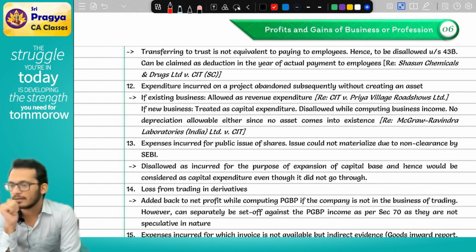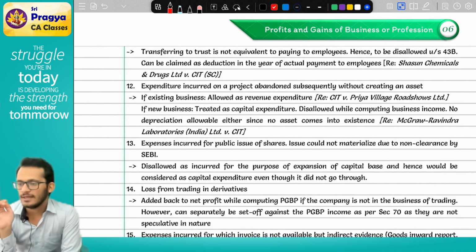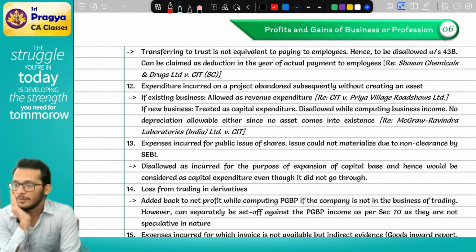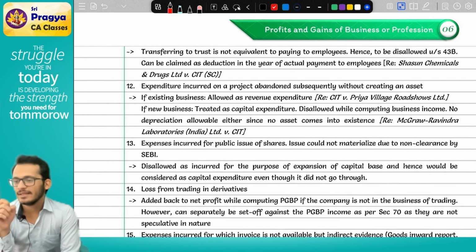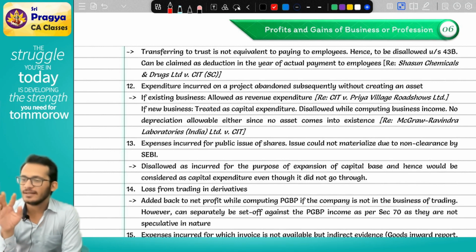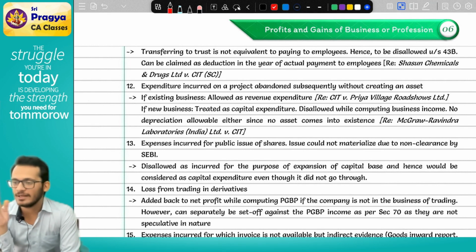Now the problem which came in the question is ICAI came and said, yes, this is for an IPO. But unfortunately the IPO could not materialize because SEBI did not give approval. They expected students to come and say, yes, if the IPO would have been final, then it is disallowed. But they put a twist and said, no, the IPO did not finalize. Now tell me whether it is allowed or disallowed.